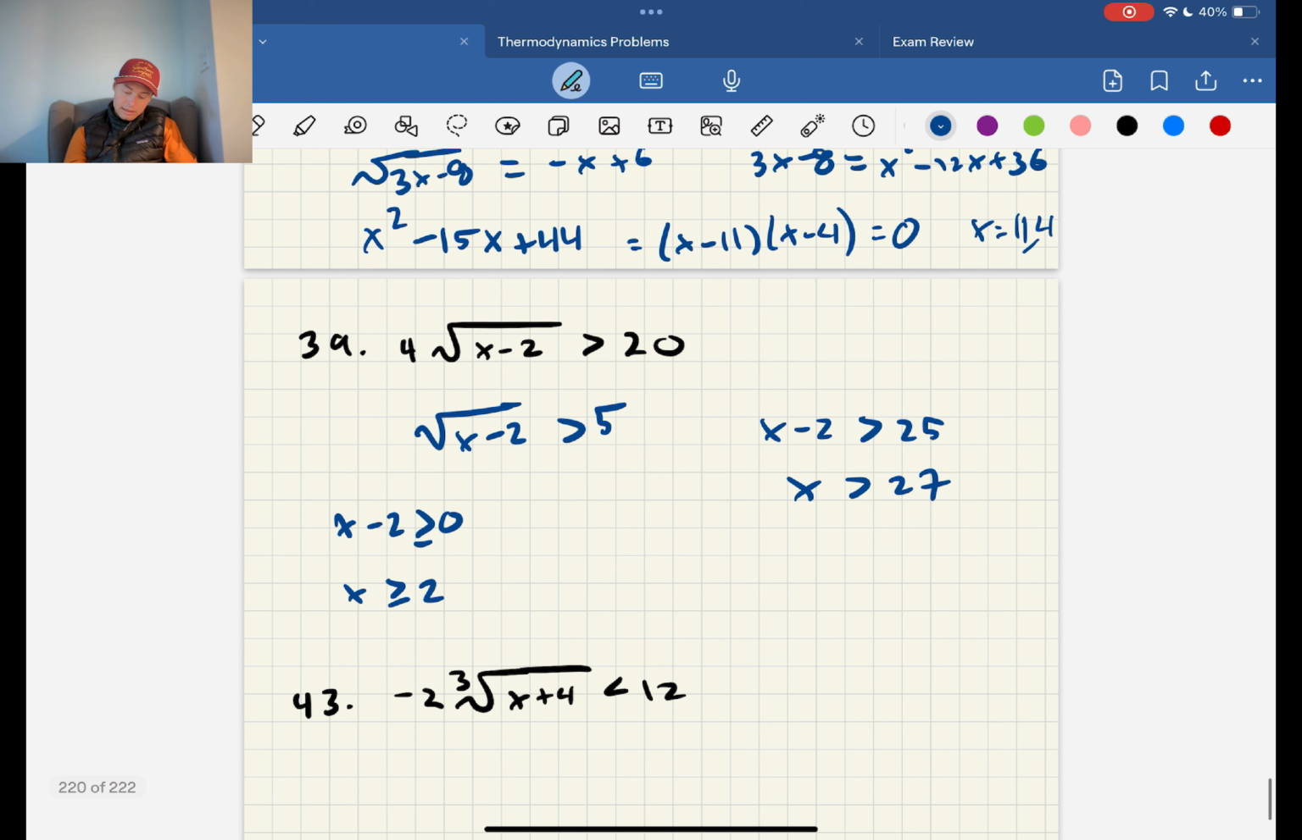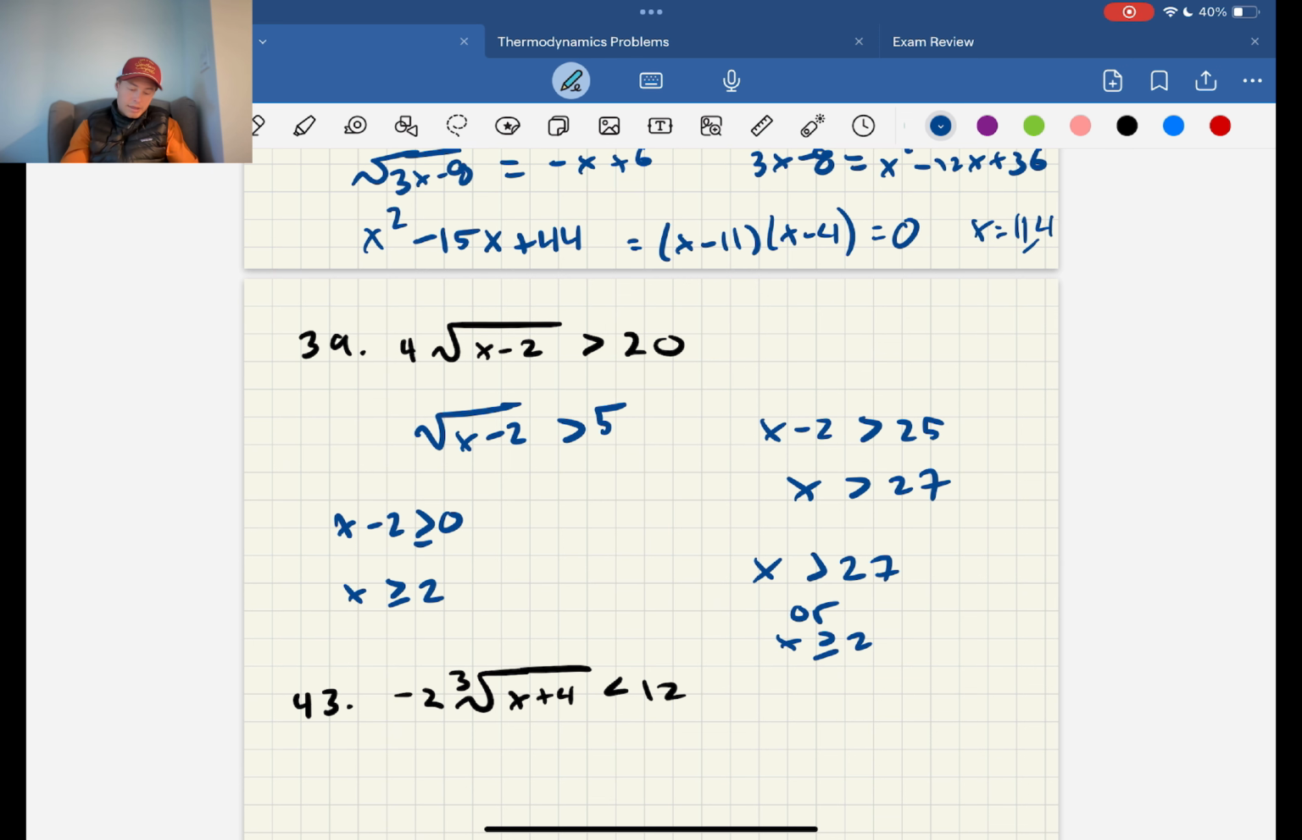So that means x is, sorry, let me think about how this one works out. Greater than 5, square root of x is greater than 27, or x is greater than or equal to 2. Well, x is greater than 27 is included in x is greater than or equal to 2. So let's see, how does that work?